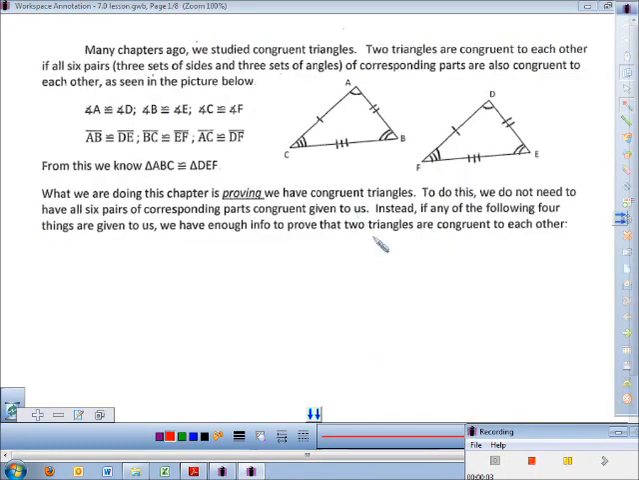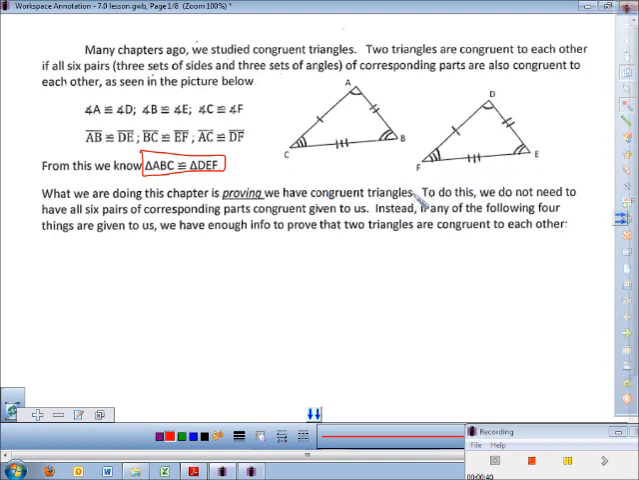And what we're going to discuss in this chapter is how to prove that we have triangles congruent. So many chapters ago we studied congruent triangles, and that meant that they're the same size, same shape. And two triangles are congruent if all 6 pairs of things, like these 3 sets of angles, like angle A congruent to angle D, angle B congruent to angle E, and etc., and the set of sides, like segment AC congruent to segment FD, and etc. If you had 6 different pairs of corresponding parts that were also congruent, we knew that triangle ABC then would be congruent to triangle DEF.